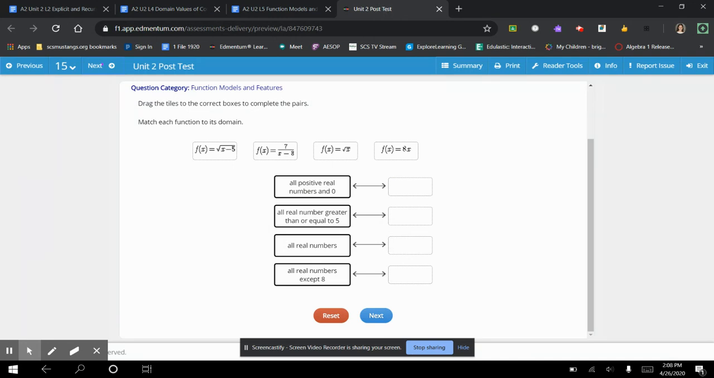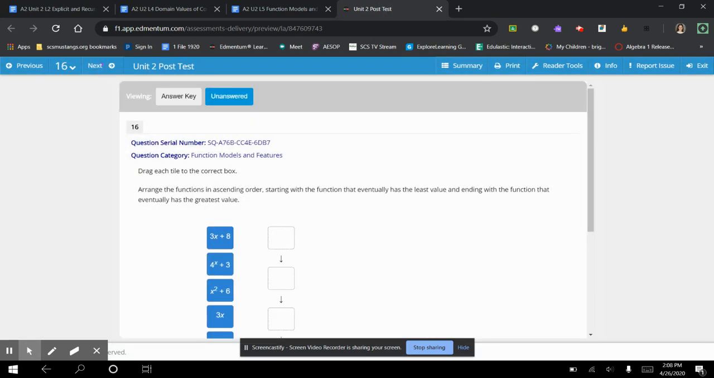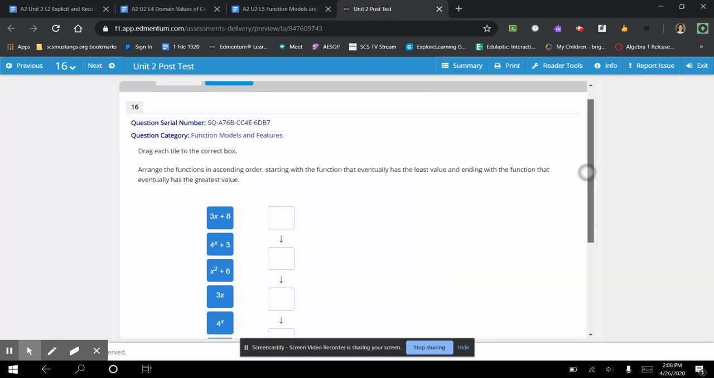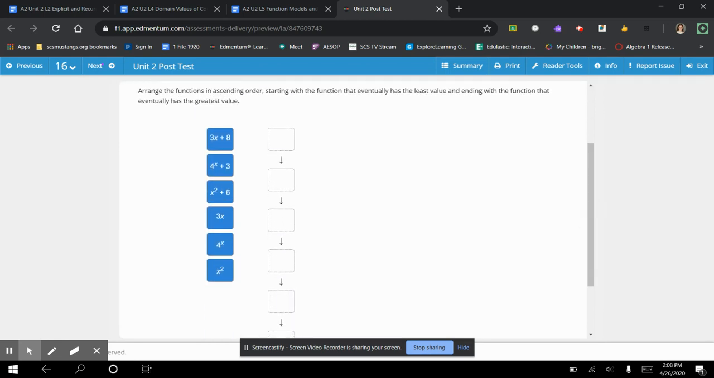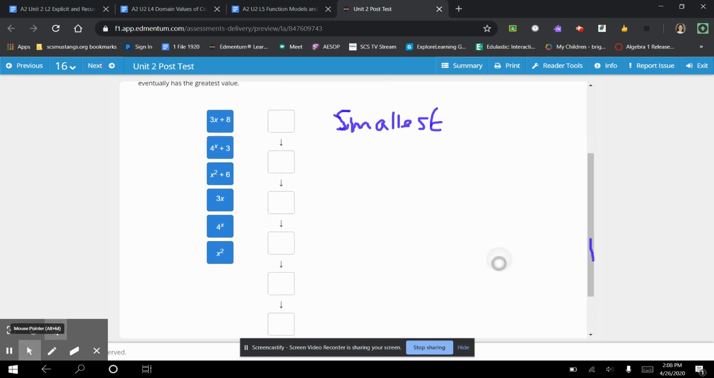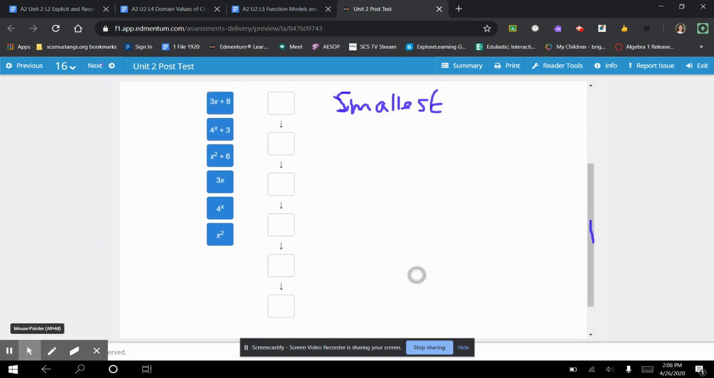Looking at the last one, 16. This one is a lesson 5 question. They want us to arrange the function in ascending order, starting with the function that eventually has the least value and ending with the function that has the greatest value. So you want your smallest function there to your eventually the largest function all the way at the bottom.